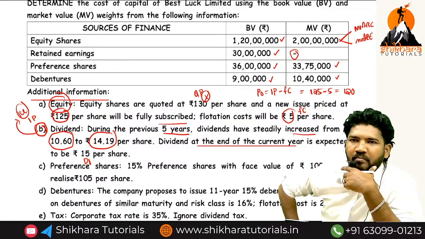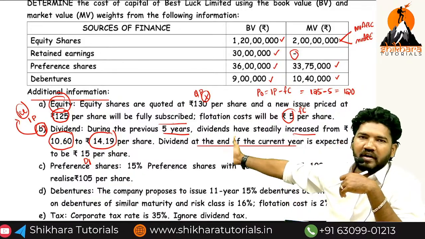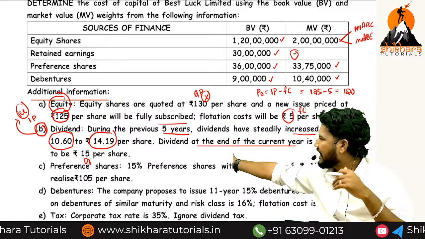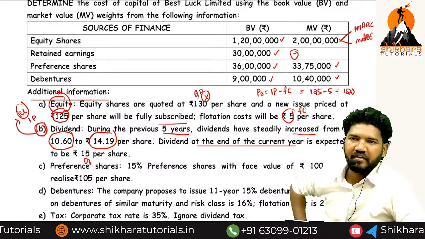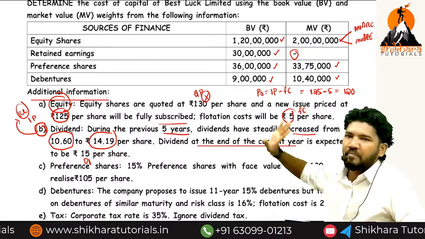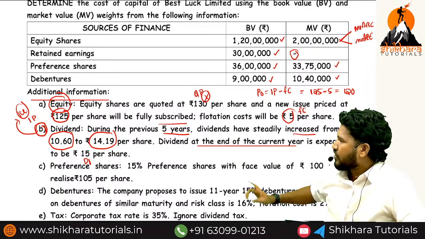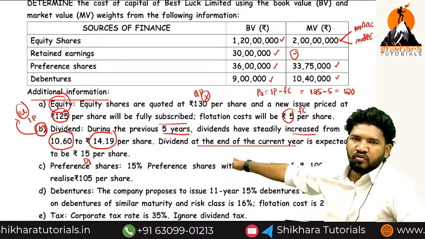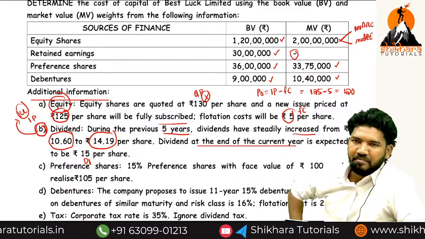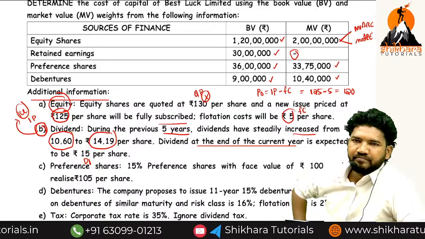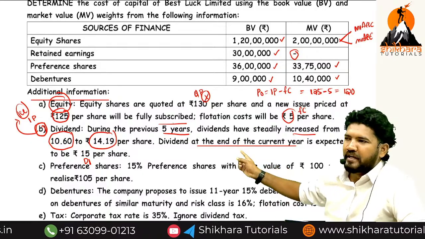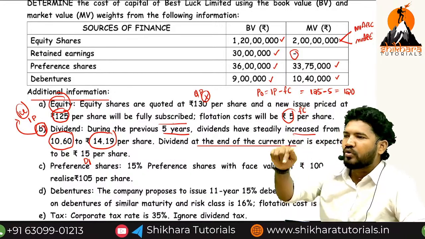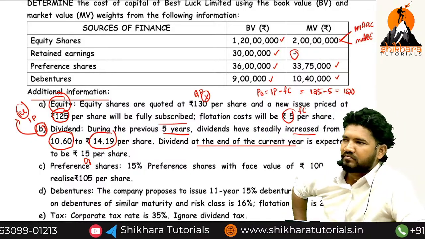Hope you are clear? But students will make a mistake. They will consider 14.19 and multiply with growth. That is the wrong answer. D1 is clearly mentioned: D1 is 15. A lot of students are confusing each and every point here. Decode properly. So 10.6 and 14.19 are for the growth calculation. 15 is D1, for the KE calculation. What about that 130, 125? Quoted price is 130, issue price is 125. Even that 125 I have not received. How much did I receive? 120 I received. That is called P0.